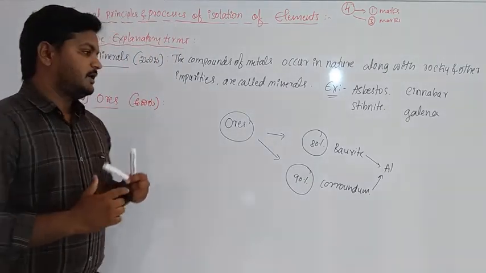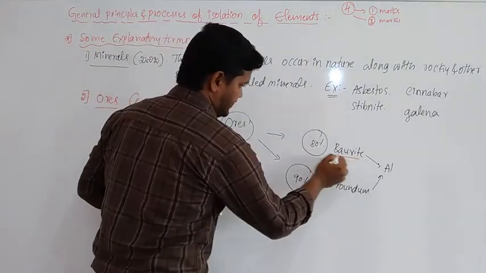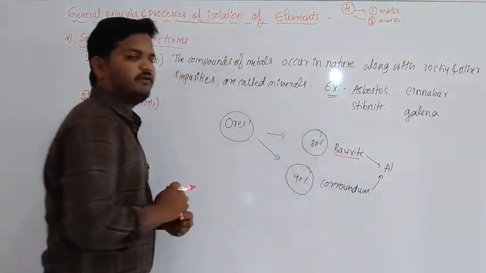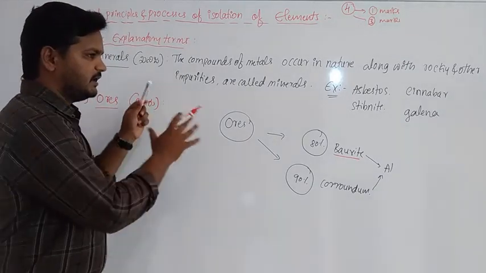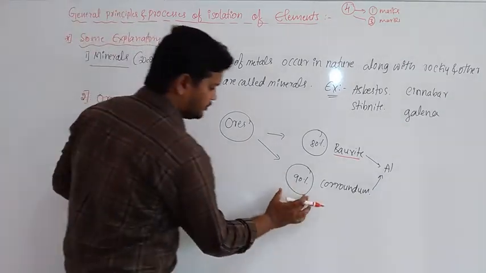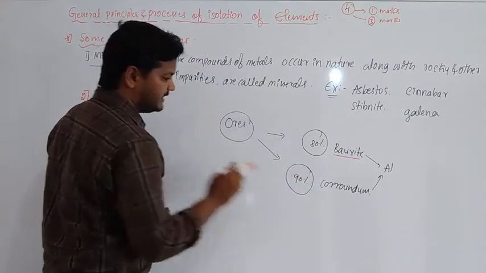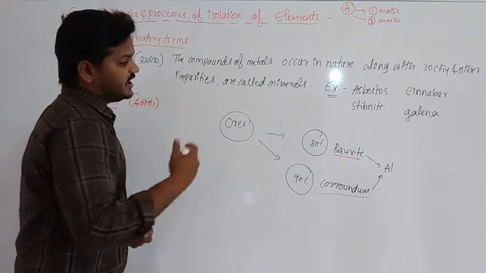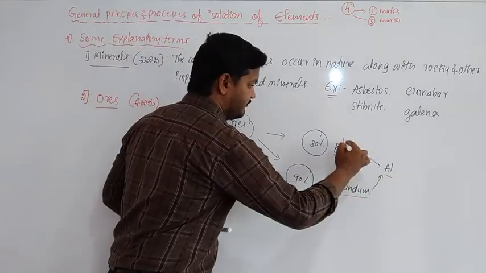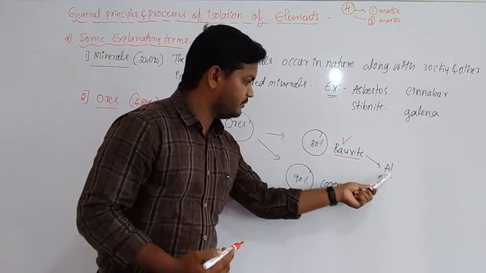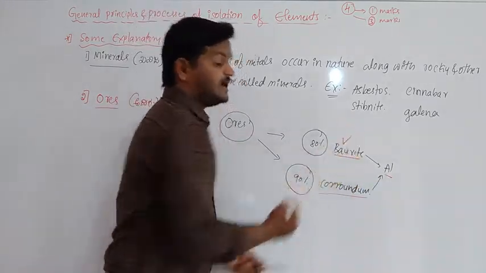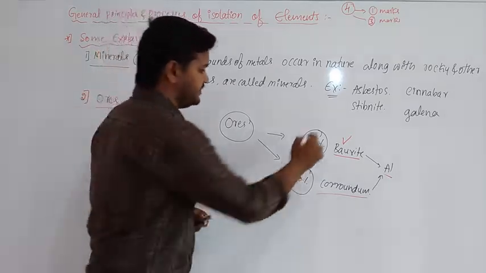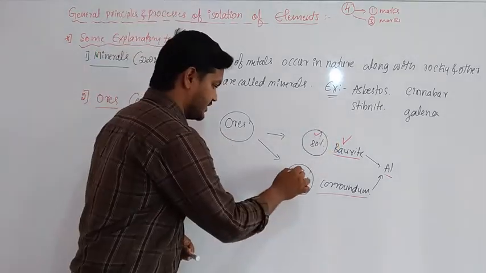But the bauxite, in general, I am going to tell you. In general, bauxite contains 80% of aluminium in their rock or in their compound. And one more rock is available, in that 90% of aluminium is present. But the extraction of aluminium from bauxite is very easy, very economic and very convenient. That is why we are going to select this bauxite ore, not this corundum.